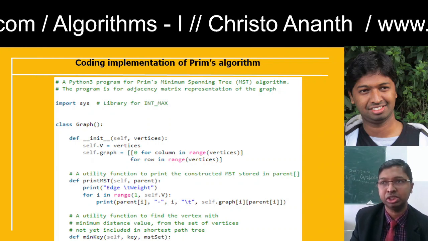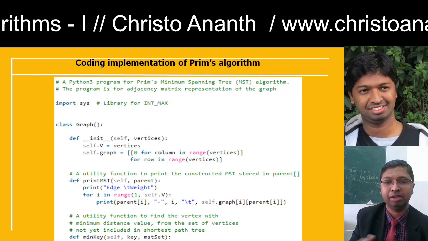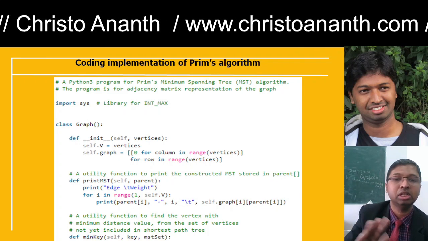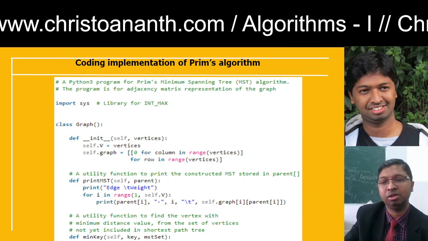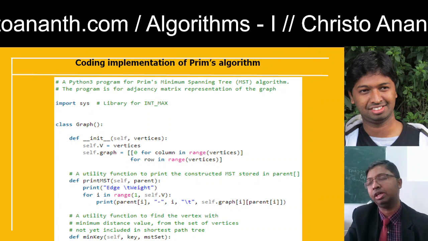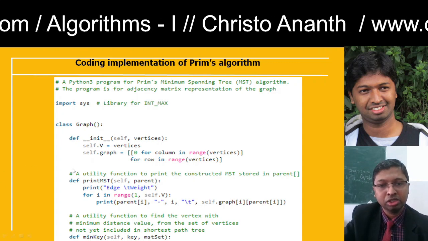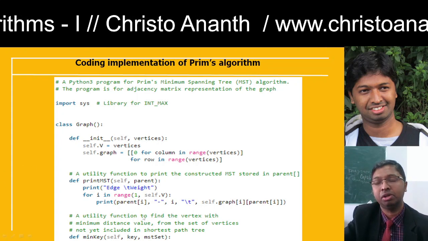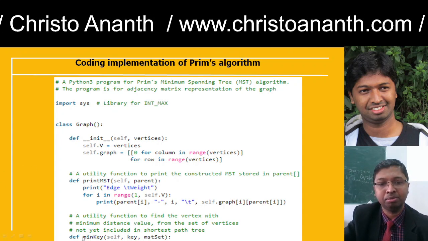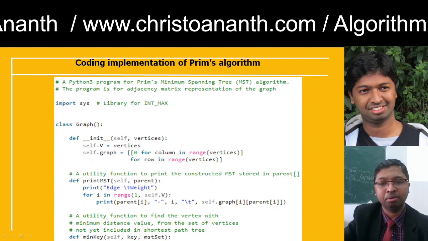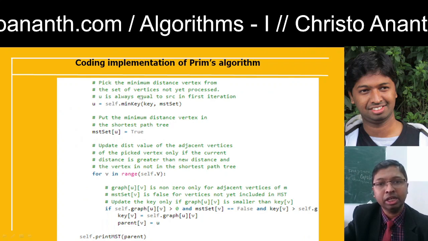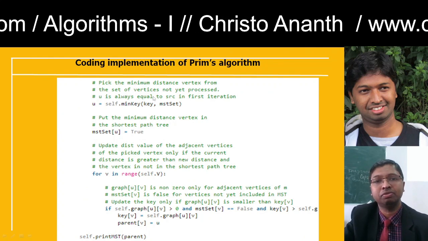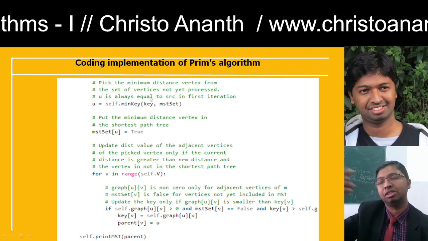You have the edge and the weighting factors. Then you will have the loop for i in range(1, self.V), then parent of i, so that you will be printing parent[i], i and self.graph[i][parent[i]]. Then similarly you have the utility function to find the vertex with the minimum distance value. So define minKey(self, key, mstSet). Then you pick the minimum distance vertex from the set of vertices which are not processed.